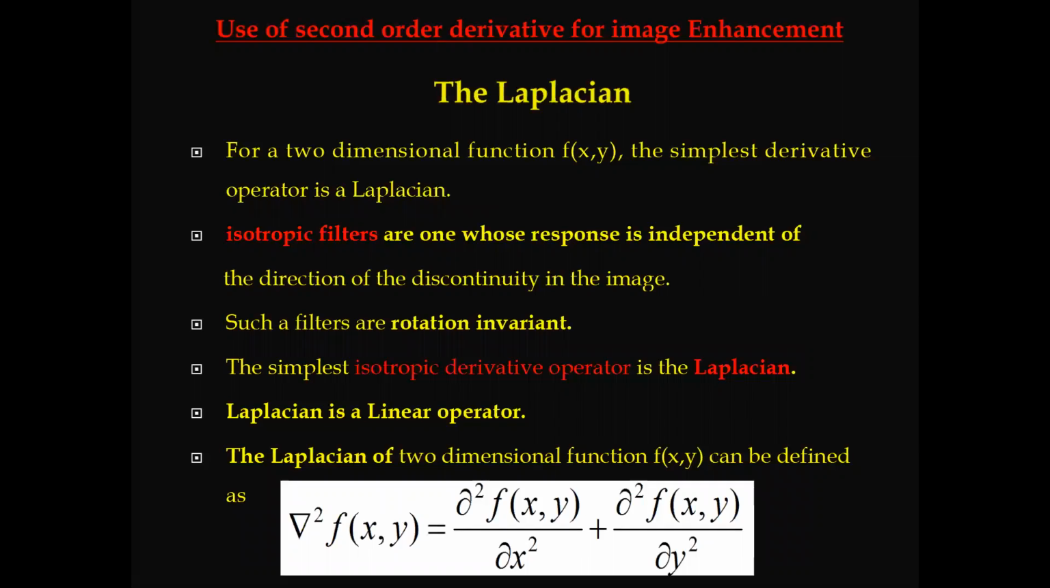Isotropic filters are ones whose response is independent of the direction of the discontinuity present in the image. Here, what is the discontinuity? Generally, a discontinuity will cause edges in the image. Such filters are also rotation invariant. That means isotropic filters are rotation invariant. We will come to know about this rotation invariant condition in the third unit. The simplest isotropic derivative operator is the Laplacian.